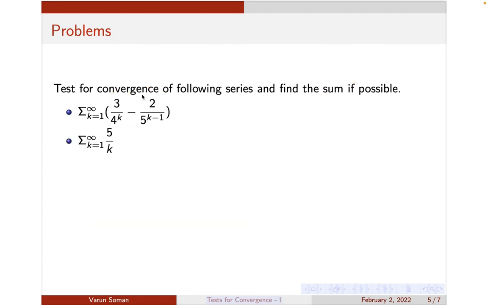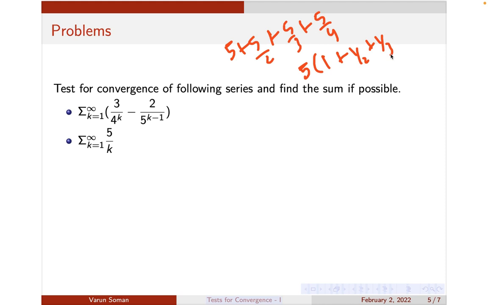Okay, moving forward, look at this series, 5 by k. So I have to test for convergence of the series. So this is actually your 5 plus 5 by 2 plus 5 by 3 plus 5 by 4, etc. So you can say that this whole series has been multiplied by 5, which is 1 plus 1 by 2 plus 1 by 3 plus etc.